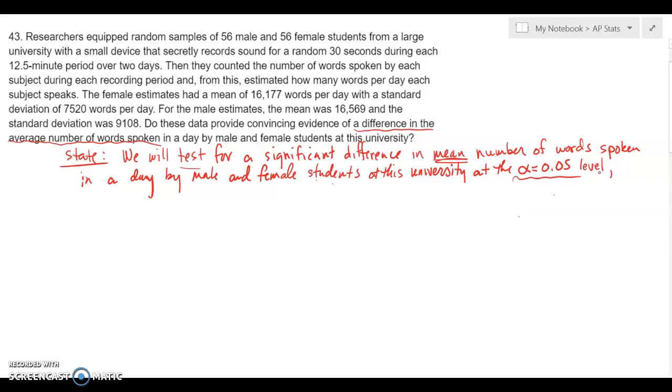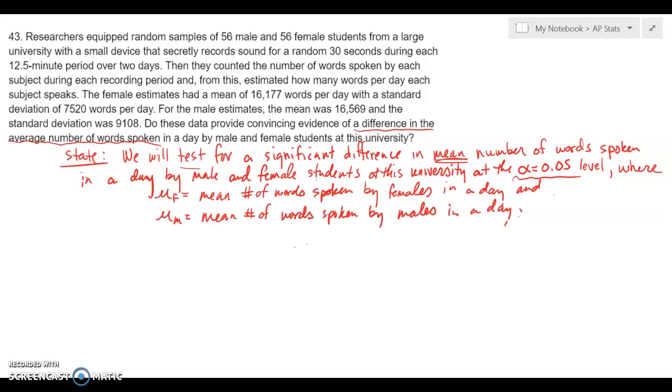And then next, what we want to do is identify our parameters. And that looks like this. So we've got mu sub f is the population mean number of words spoken by females, and mu sub m is the population mean number of words spoken by males in a day.